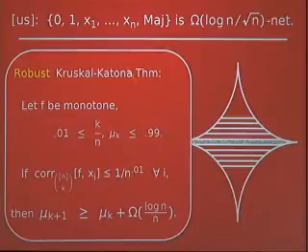So we prove this robust Kruskal-Katona theorem by proving a new kind of KKL theorem. So what's the difference? The difference is that the KKL theorem is about functions, and this thing is about functions restricted to a single slice, which is actually a negligible fraction of the hypercube, since each individual slice is negligible. So we need a KKL theorem that's localized to a single slice.